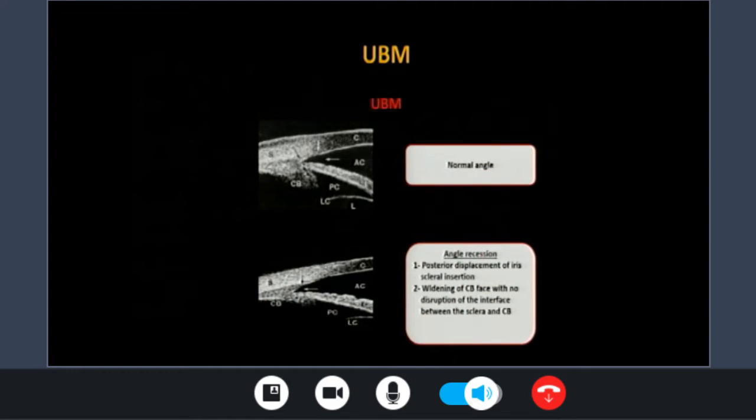That's a normal angle again, and that's an angle recession. In angle recession, what is this? Scleral spur. And what's this space? Exactly. So what will happen in angle recession, that you will have two things: widening of the ciliary body face, and that's the ciliary body, and that's the scleral spur. You are supposed to have the iris insertion here, right? So the ciliary body is widely exposed, and you will have posterior displacement of the iris scleral insertion. That's why a huge part of the ciliary body is exposed here.